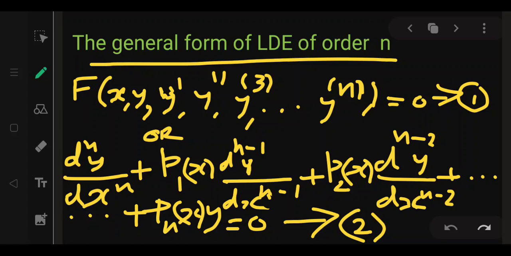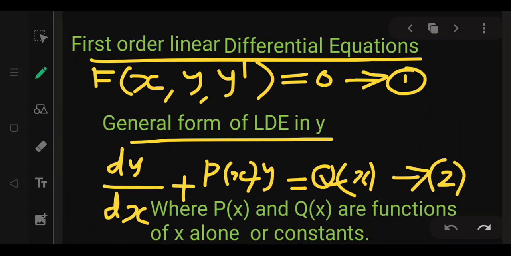So what will be the general form of a first order linear differential equation? Putting n equal to 1 in this expression, we get the general form of a first order differential equation. It takes the implicit form, say F(x, y, y') equal to 0, or in another form, which is called the general form of the linear differential equation in y, dy by dx plus p(x) into y equal to q(x), where p(x) and q(x) are either functions of x alone or constants.